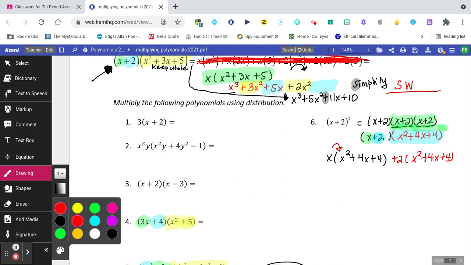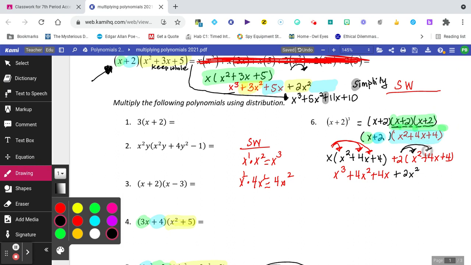So I'm going to multiply here. Get my side work. X times x squared. Put my imaginary 1. Gives me x cubed. X to the third power. Then we have x times 4x, which is 4x squared. Because you're going to add the 2 ones. 1 plus 1 is 2. And then x times 4 is just 4x. Here I'm just going to use regular distribution. 2 doesn't have a variable. 2 times x squared is 2x squared. 2 times 4x is 8x. And 2 times 4 is 8.